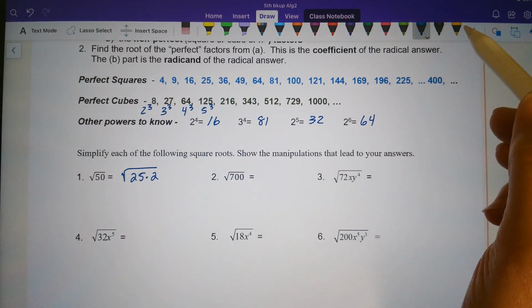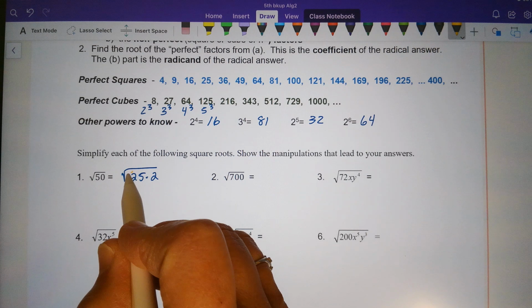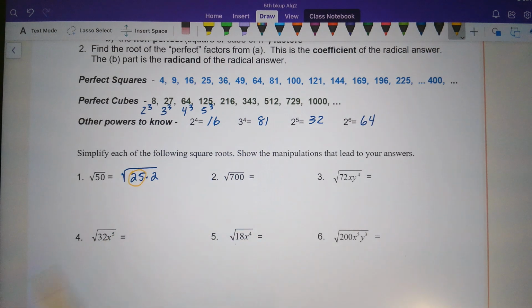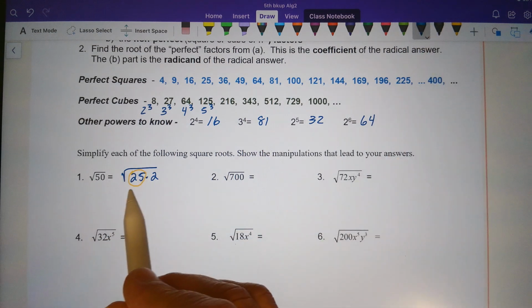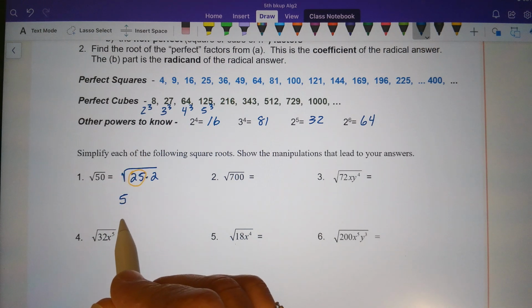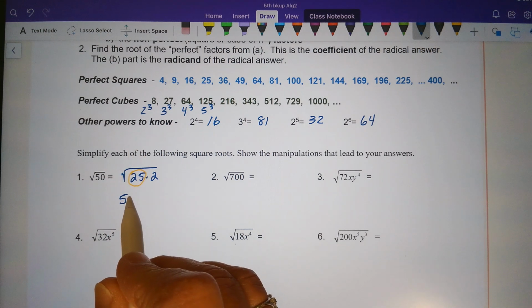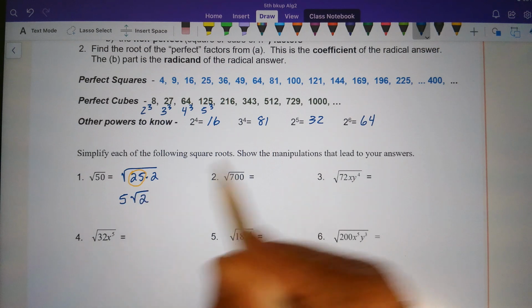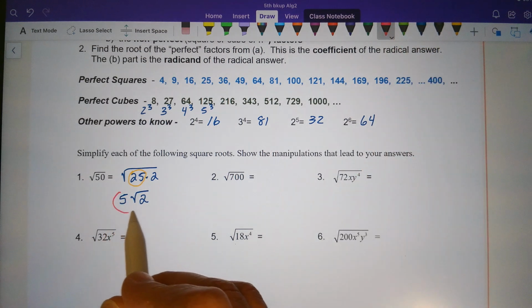And I suggest you do the same, in that now I'm going to circle the perfect square portion of this. Out comes its square root. What is the square root of 25? It's 5. So 5 comes out, and what's not circled remains, square root of 2. And that's our answer, 5 square root of 2.